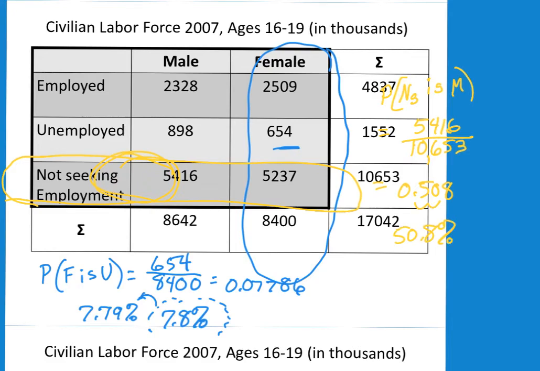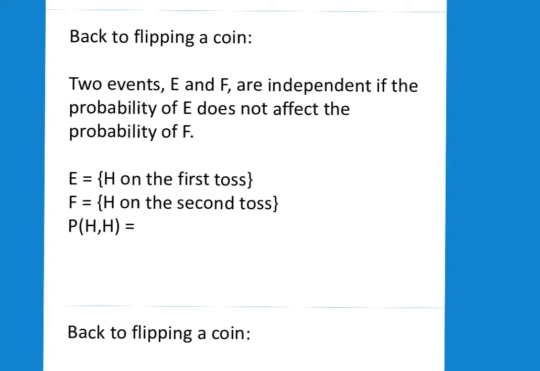So 50.8%. Okay, let's go back to flipping a coin. Let's say you have two events, E and F, that are independent if the probability of E does not affect the probability of F.